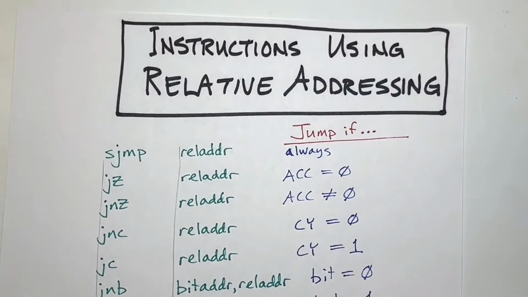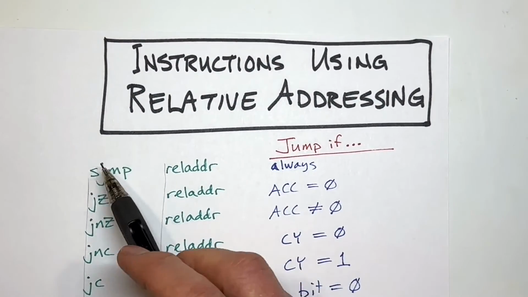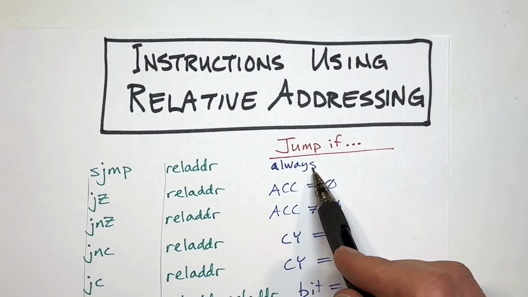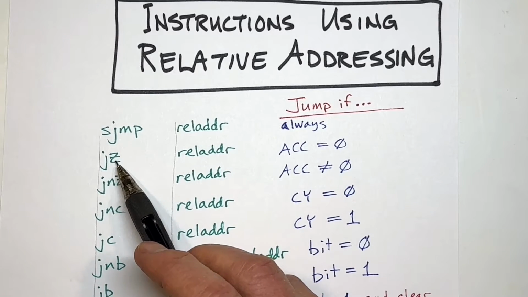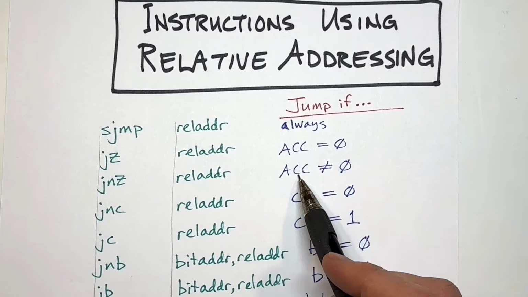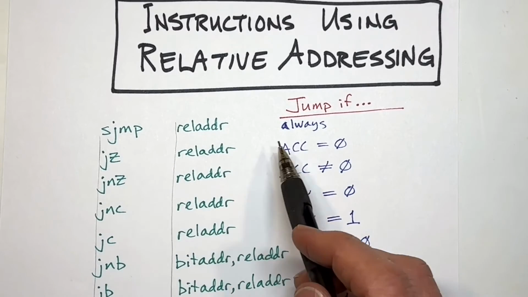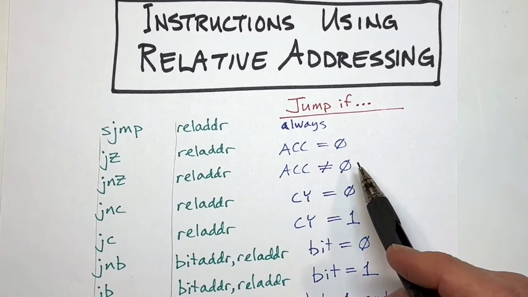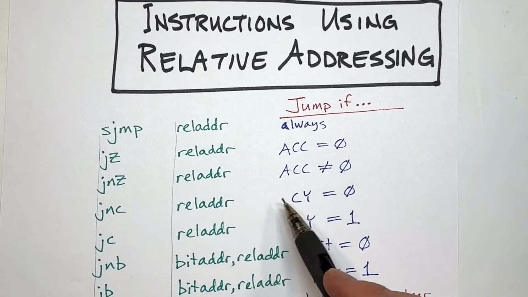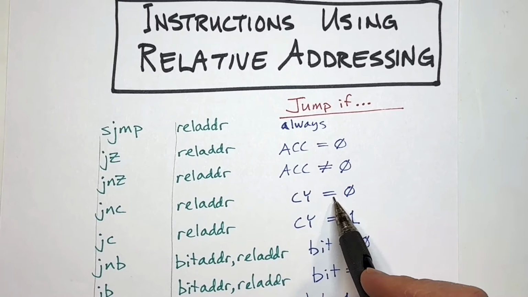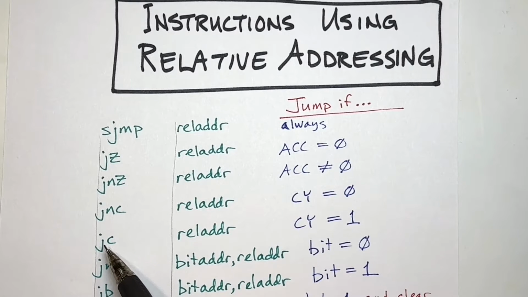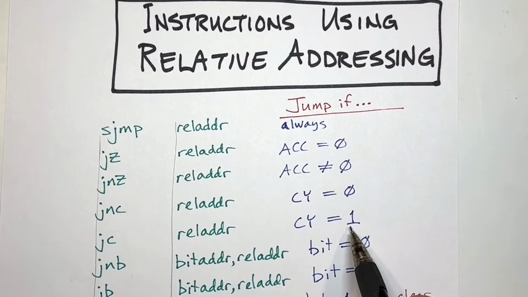So here are some of the instructions that use relative addressing. Well, we just saw the short jump, and that jumps always. We also have a jump if 0 and jump if not 0, which tests the accumulator and jumps if the accumulator is equal to 0 or, in this case, not equal to 0. And then we have a jump that tests the carry bit in the program status word and jumps if it is not set, that is, if it's clear. Or we have an instruction that jumps if it is set, so it jumps if the carry bit is 1.